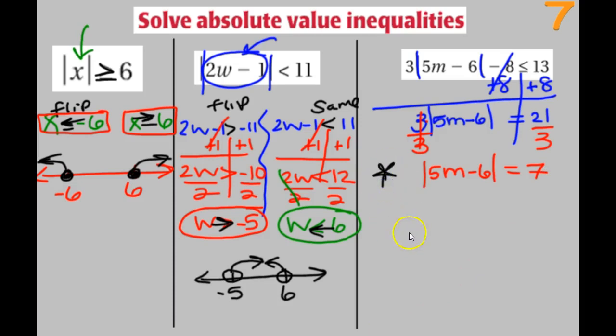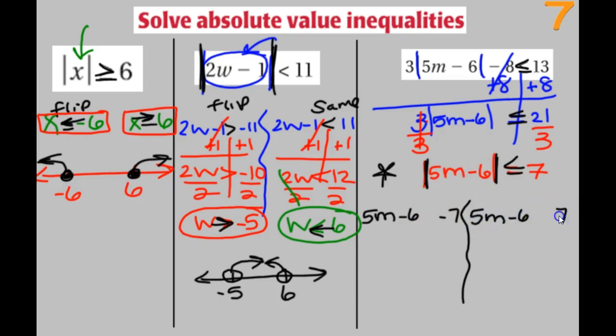Reminder that this is the one point where you can write your 2 equations or inequalities, when the absolute value is by itself, like it is. Oh, but I wrote equals. We have less than or equal to, so make that a less than symbol. So let's write our 2 inequalities. 5m minus 6 with the negative 7, because this could be equal to a negative 7, or 5m minus 6 with a positive 7. Leave the symbol the same for the positive, flip for the negative one, and solve.